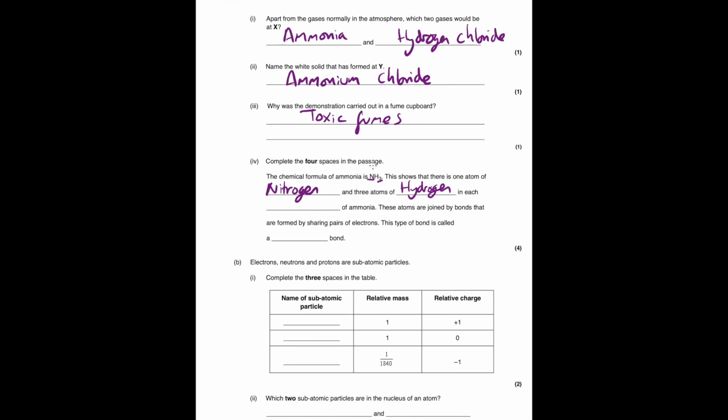When we have atoms that are bonded together, we call those molecules. So in one molecule of ammonia, these atoms are joined by bonds that are formed by sharing pairs of electrons. This type of bond is called covalent. When we share, for example sharing work, we are cooperative. So that start there, co, tells us that it's a covalent bond because it shares the outer electrons in order to bond. And remember that covalent bonds are between non-metals and non-metals. Both nitrogen and hydrogen are non-metals.